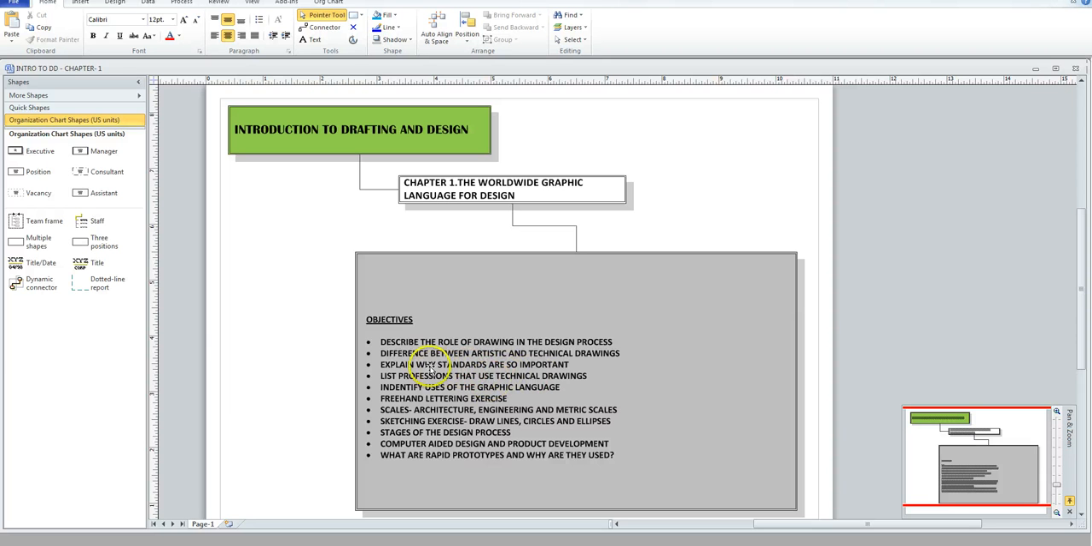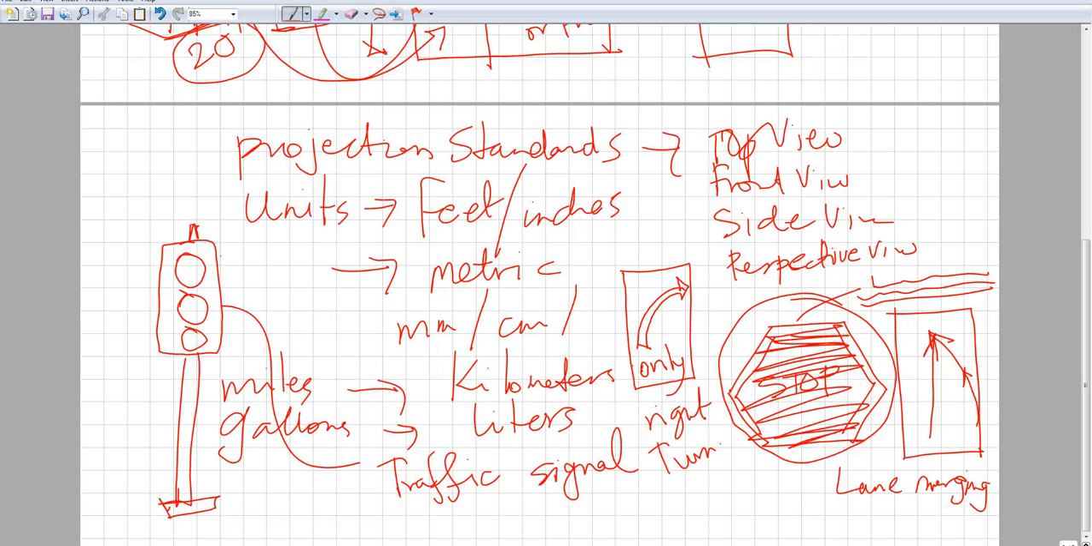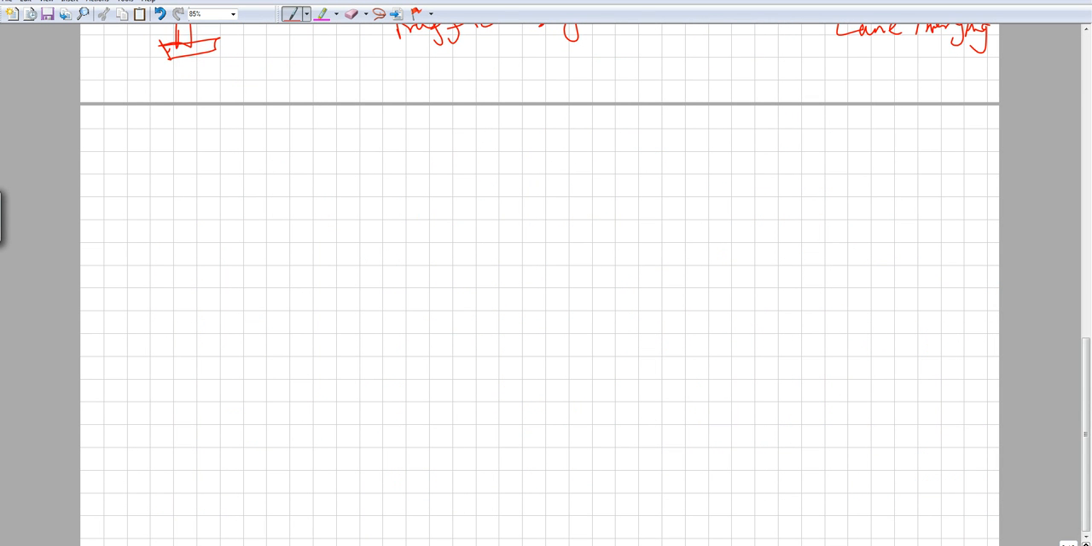Okay, so we'll be using a lot of standards in our class. For example, related to drafting and design, where we learn the symbols and units and using different scales, using different measurements, using different line types, how a circle is drawn, how an ellipse is drawn. So all these different standards we'll be going through. Now let's go to the next one, where it says list professions that use technical drawings. Now, what are the professions you think use technical drawing?